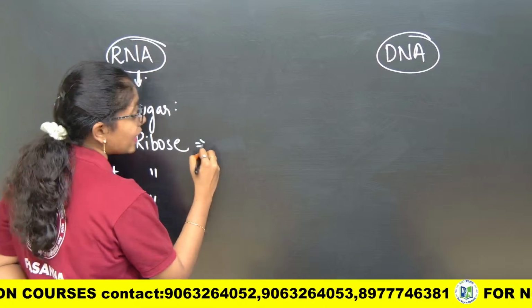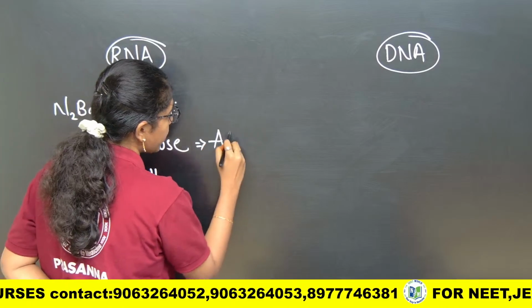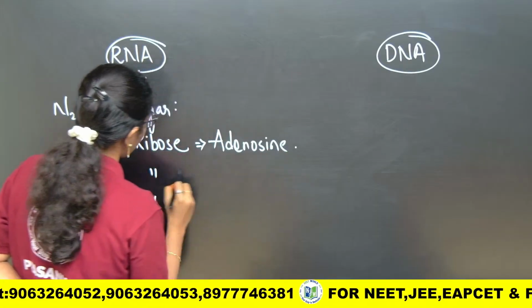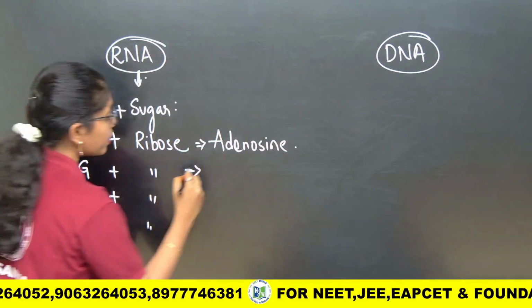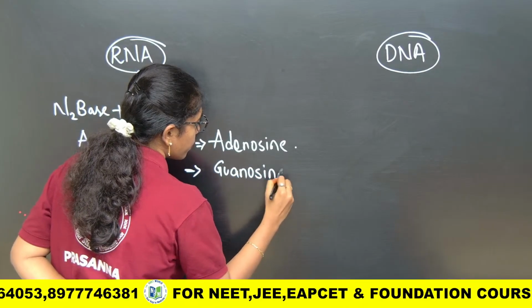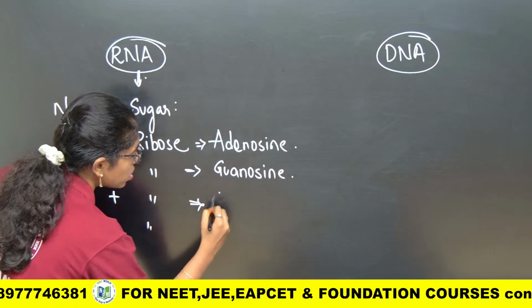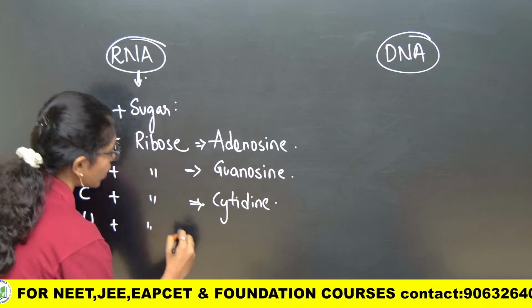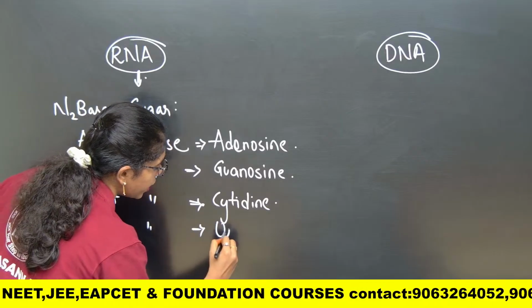Fine. You will call it as what? Adenosine, right? Adenosine. Guanine along with ribose, guanosine. Cytosine along with ribose, cytidine. Uracil along with ribose, uridine.